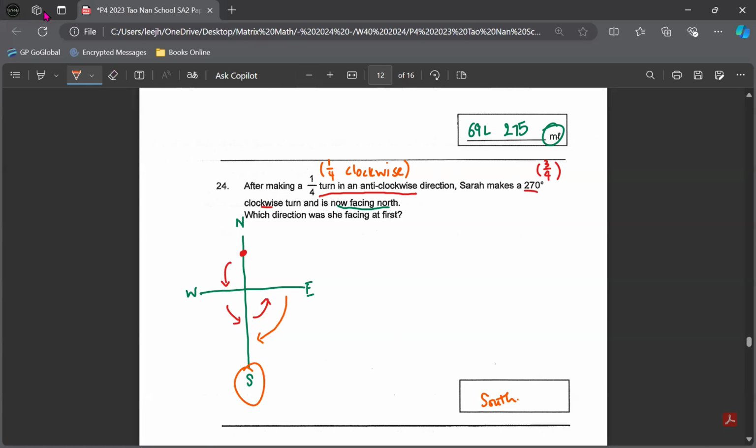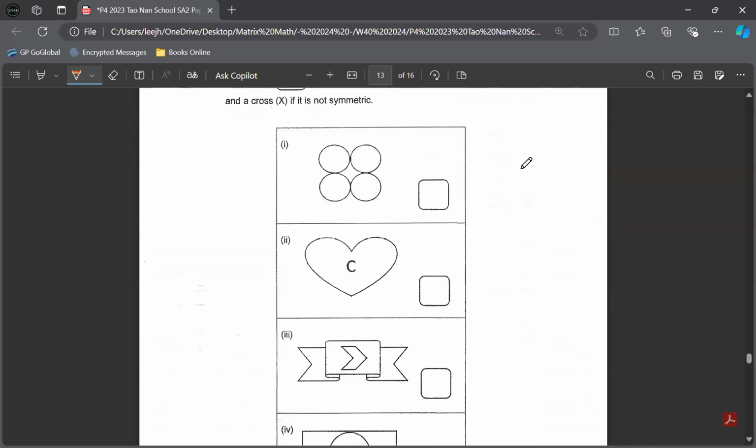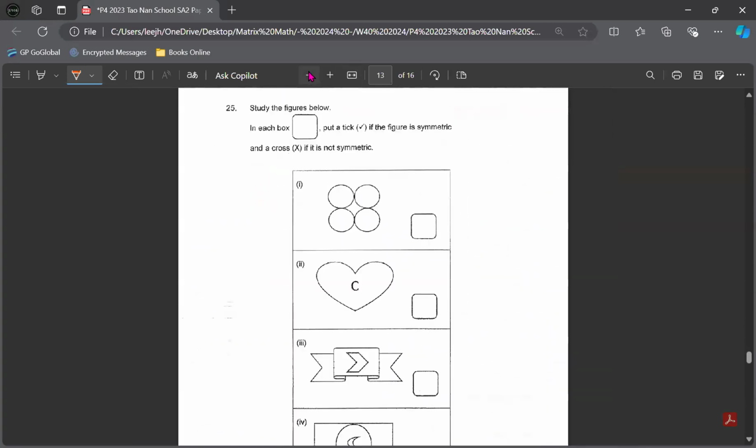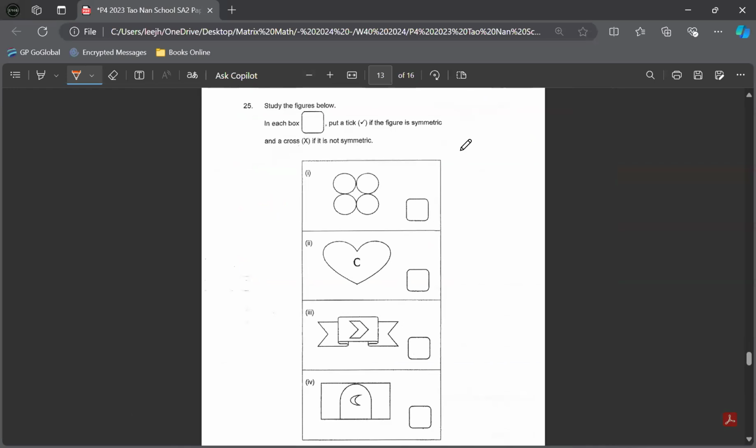Okay, question number 25. Symmetry. Hope you all can see. So study the figures below. In each box, put a tick in the figure that is symmetric and a cross if it is not symmetric. Symmetric means both sides must be the same. So you can see if I were to divide like that and like that, actually, this is symmetric.